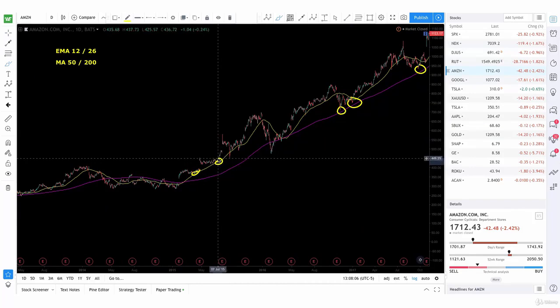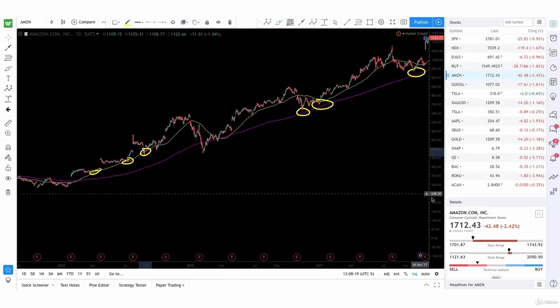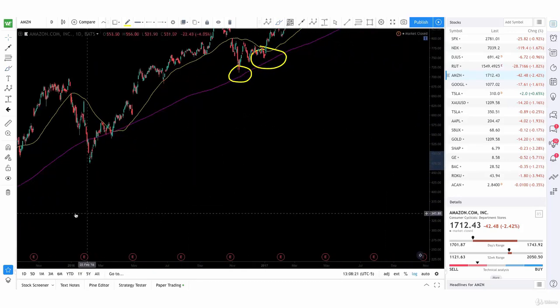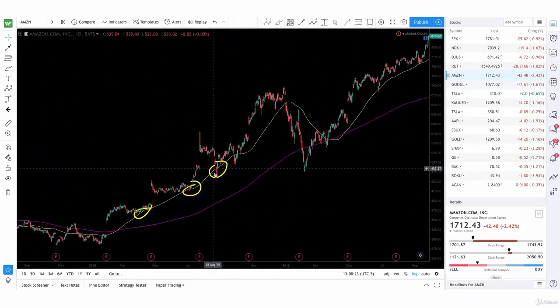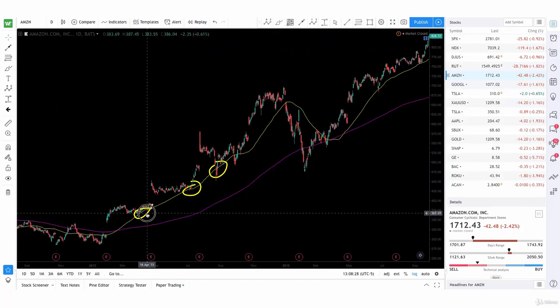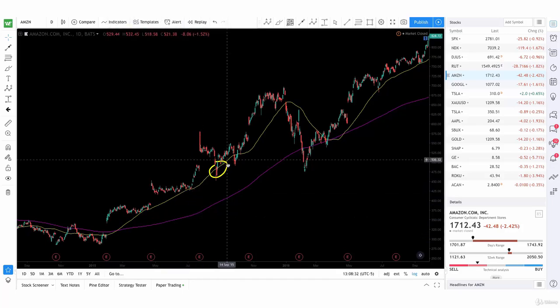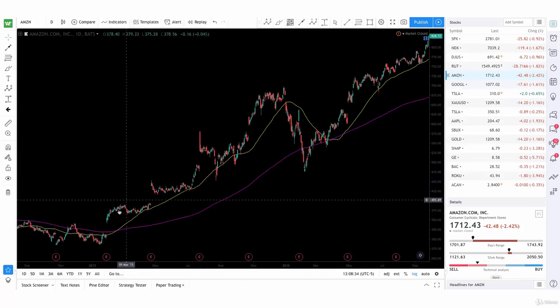Right here. Now sometimes you get these fakeouts where it breaks down, but it quickly goes all the way over it. So that's a bullish signal. When you see that fakeout, when you see the price go under and then it quickly goes all the way back up, that's also a bullish signal you've got right here. But if you only worry about the crossovers, you could just swing trade it that way. Just wait for the crosses to happen.